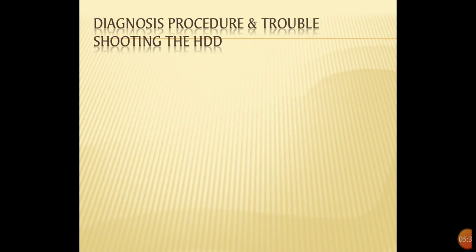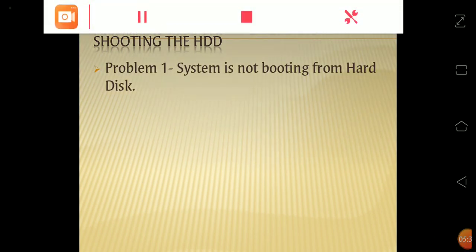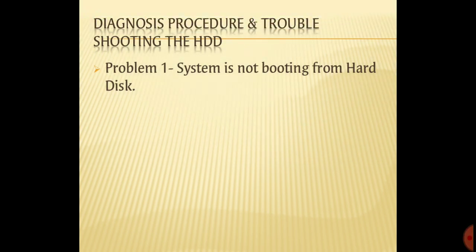Now, diagnostic procedure and troubleshooting the hard disk drive. The first problem is the system is not booting from the hard disk. In CMOS settings, the drive type may be incorrect or lost. The next one is the boot track may be corrupted. These are the two problems that resemble the system not booting from the hard disk drive.